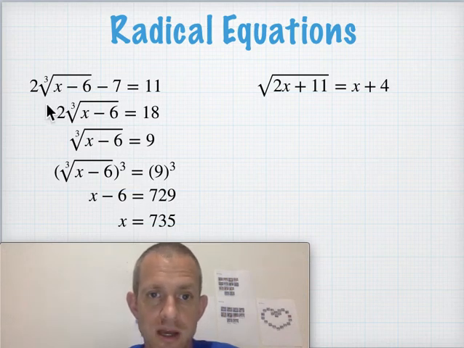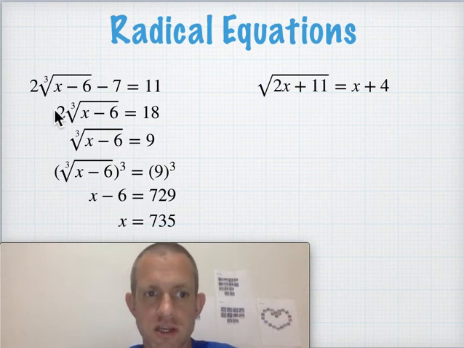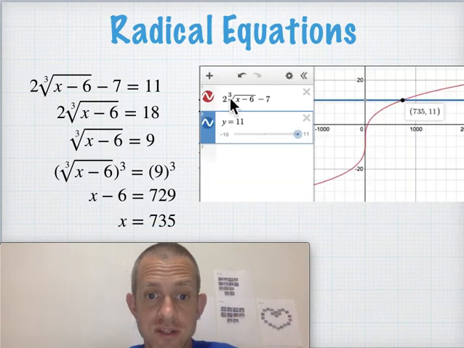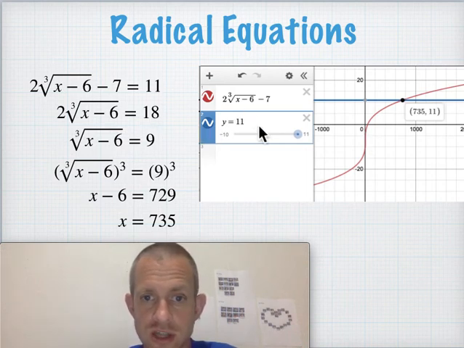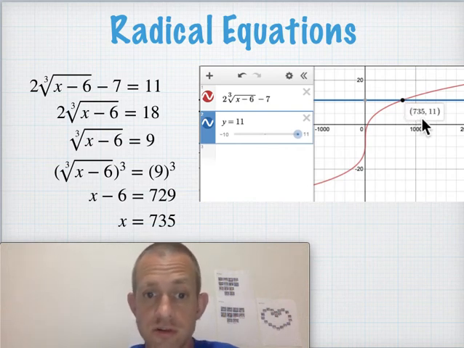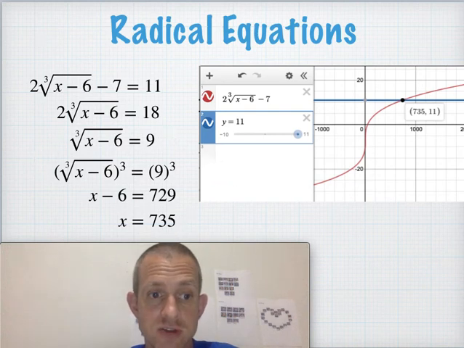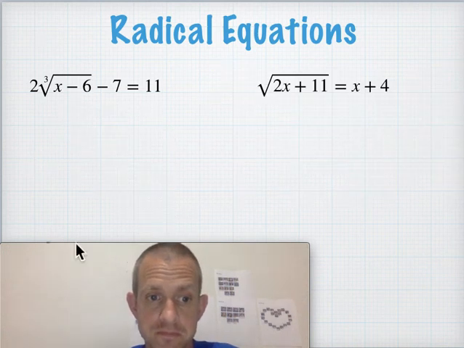Another option, and this is an option for any type of equation, is you can also check or even find answers by graphing. Here I graphed the left-hand side, that's the cubed root in this graph in red, and then I graphed the right-hand side, which was just the number 11. Where those things intersect, the x-coordinate is our answer. In this case, there is a legitimate intersection at 735, and so this really is a solution. So that's another strategy you might want to keep in mind.